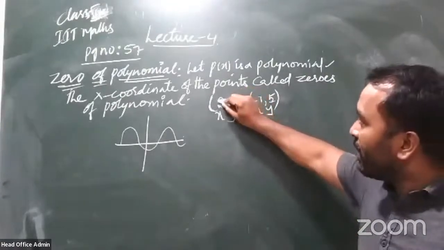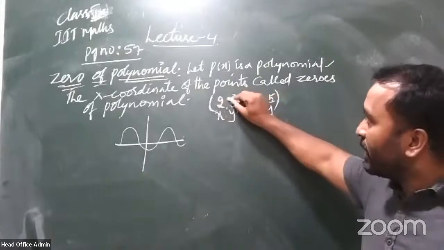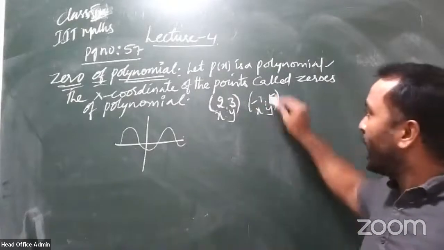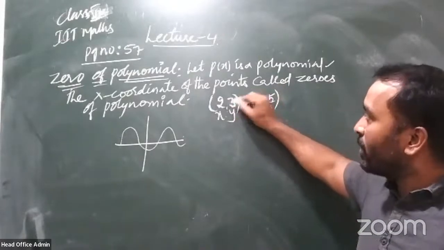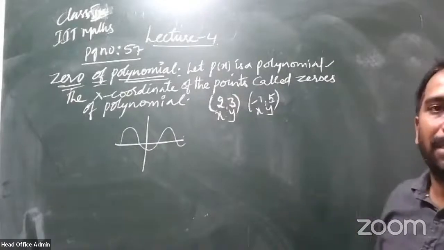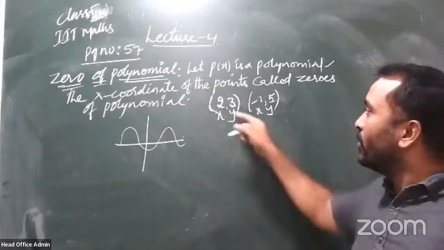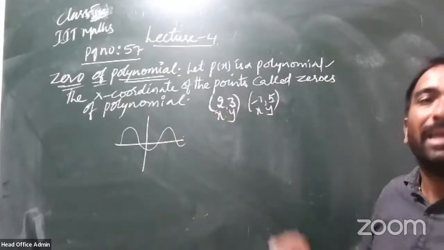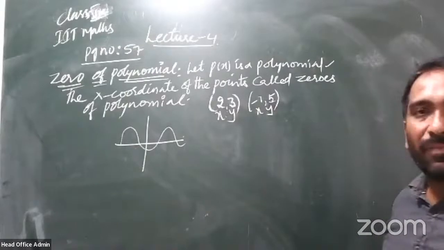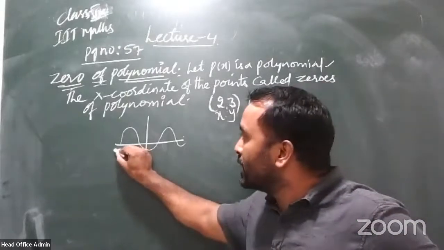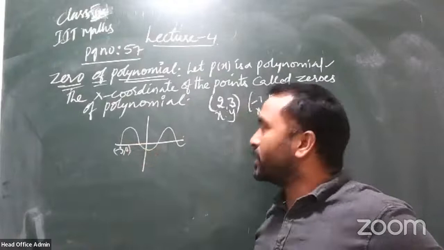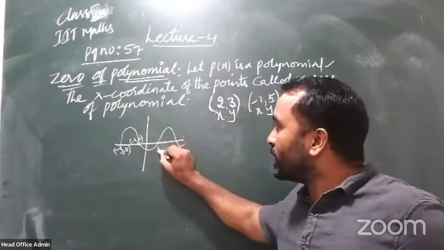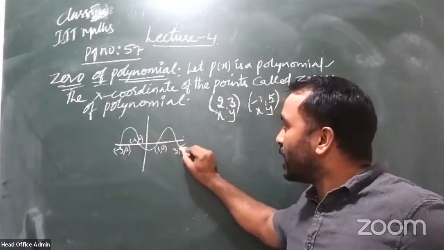In that, the first term is called the x coordinate or abscissa. And the second term is called the second coordinate or y coordinate or ordinate. So why am I showing this zero of polynomial in terms of graph? In terms of graph, how can we define this? Suppose this is the point (-3, 0), this is (-1, 0), this is (1, 0), and this is (3, 0).